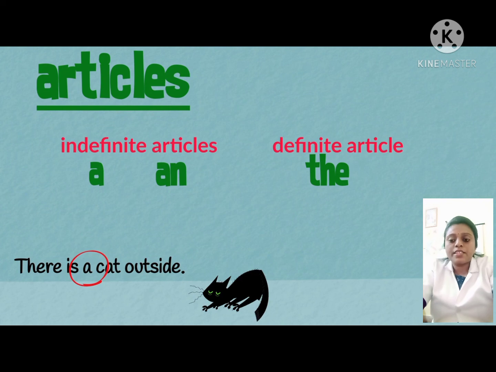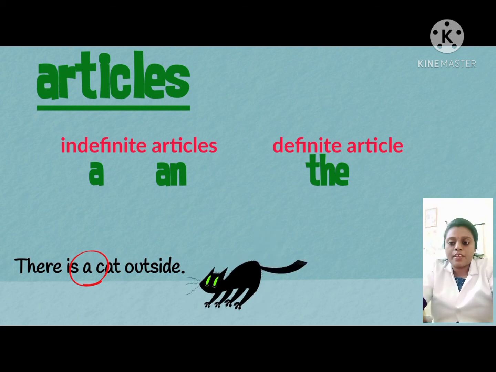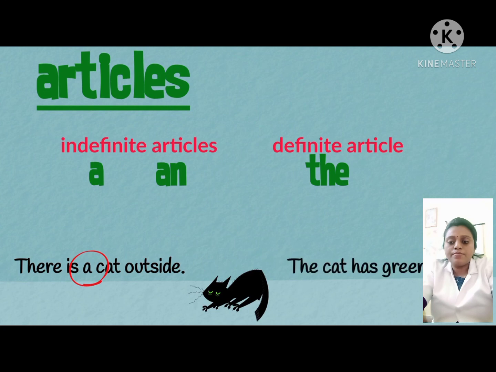For example, there is a cat outside. We don't know about this cat, okay, so we used a cat before the noun cat. Next example. The cat has green eyes. Now we are already familiar with this cat. That's why we used the cat with the noun cat.